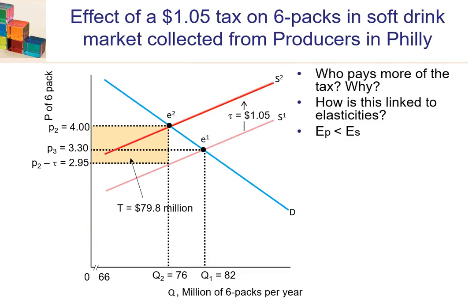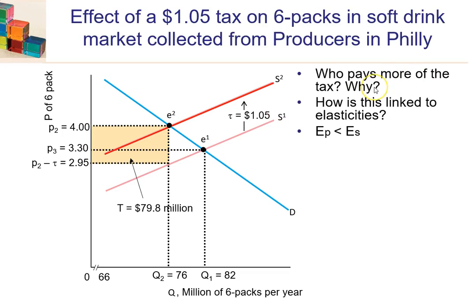How much of this tax is the seller paying? Well, the seller pays 35 cents of this $1.05 tax, because they now receive 35 cents lower than what they did before at $3.30. They're receiving $2.95. So to recap, the buyer is paying 70 cents, the seller is paying 35 cents, to get the total of $1.05. So who pays more? The buyer in this example.